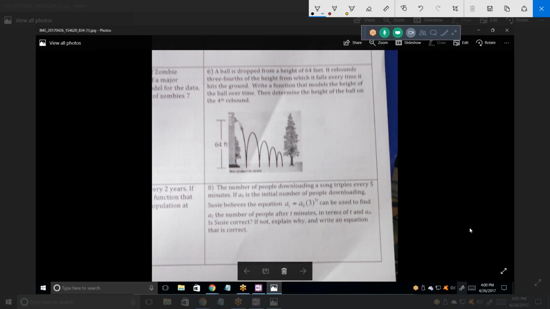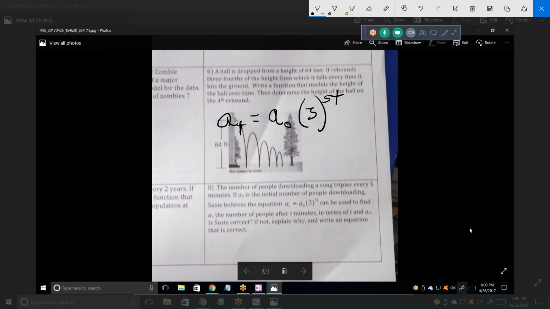A sub 0 is the initial number of people. So she thinks the equation is A sub 1, which is the number of people that are going to download it, is equal to A sub 0 times 3 to the 5t. Can be defined to use A, oh, that's A of t, after t minutes. Is Susie correct? Well, let's come up with a few scenarios.